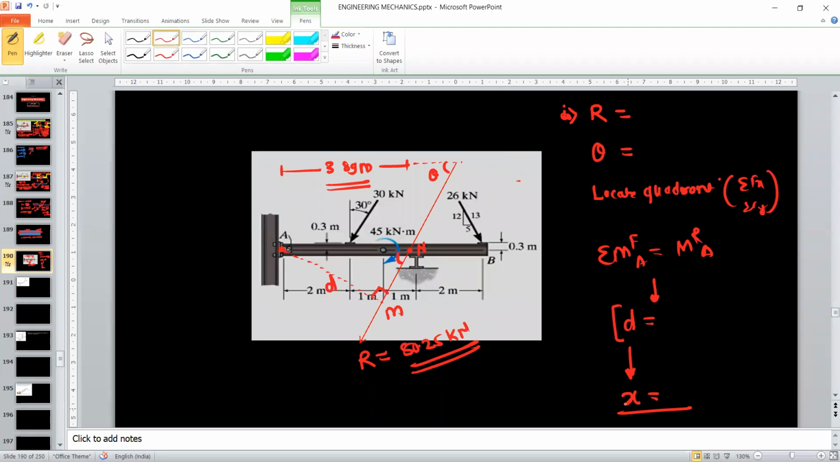So actually, when you find out the distance x, that means we are calculating the intersection of this resultant with the rod AB or x-axis. So sometimes the question will be to find out the intersection of the resultant with the rod AB or with the x-axis. Okay.